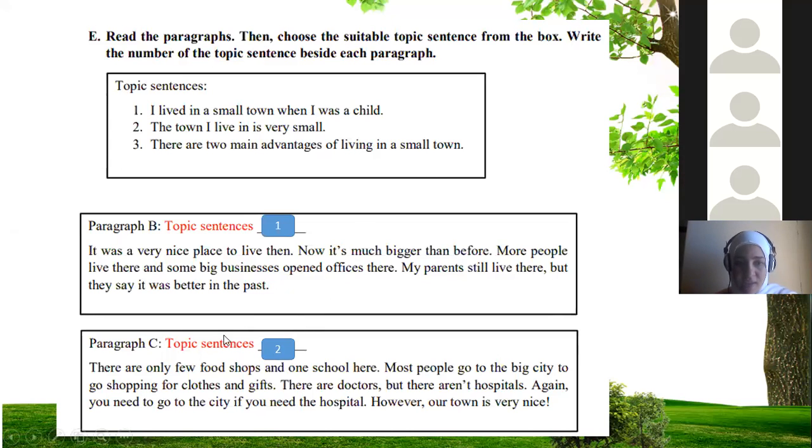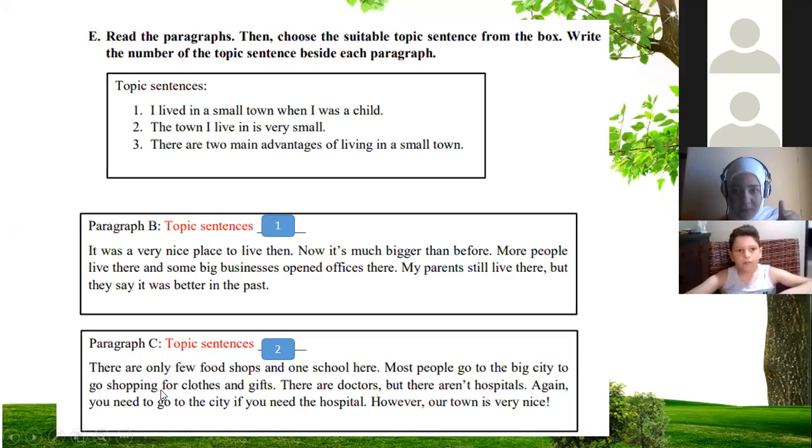If you notice, Ali, here he is talking about why the town is small. There are only few food shops. Most people go to the big city to do shopping. There are doctors, but there aren't hospitals. This shows that the town is small.